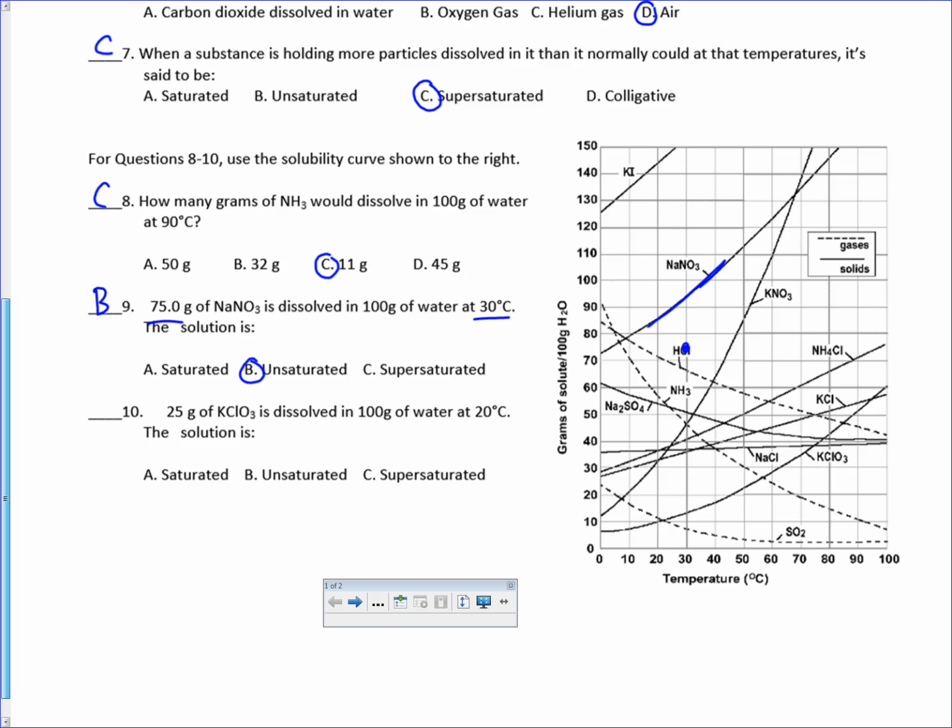For question 10, it says 25 grams of KClO3 are dissolved in 100 grams of water at 20 degrees Celsius. So again, the important information here is that we got 25 grams and it's at 20 degrees Celsius. So we find that 25 grams, 20 degrees Celsius, that is right here, approximately. You find the line for KClO3, that is down here actually. Oh, it's this line here. And so this is above the line, which means it is supersaturated, so C.